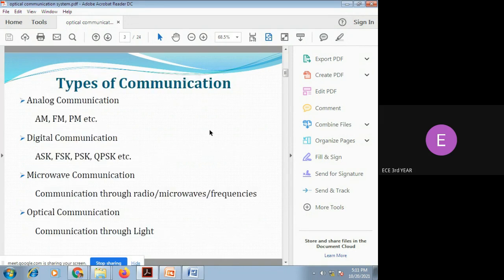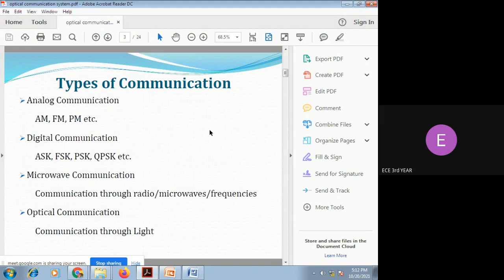Types of communication. There are four types of communication available. First one, analog communication. In that there are several types. First one is amplitude modulation. Second one is frequency modulation. Third one is phase modulation. All of you know this very well. Second, digital communication. ASK, amplitude shift keying. FSK, frequency shift keying. PSK, phase shift keying. QPSK, quadrature phase shift keying. All of you know this very well.